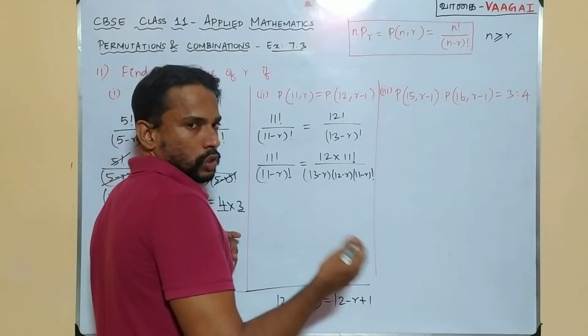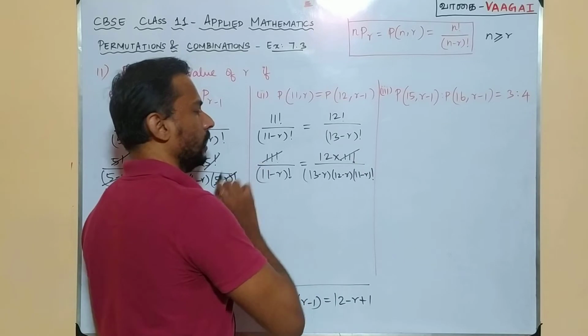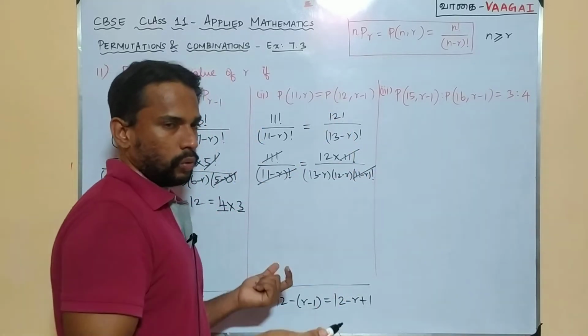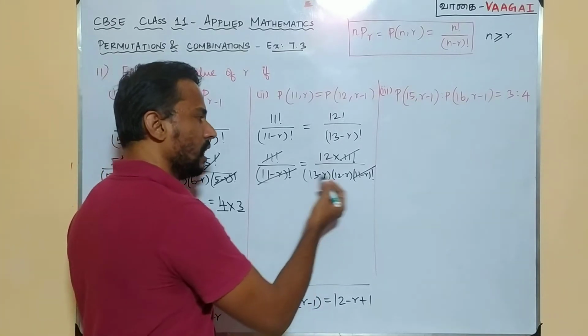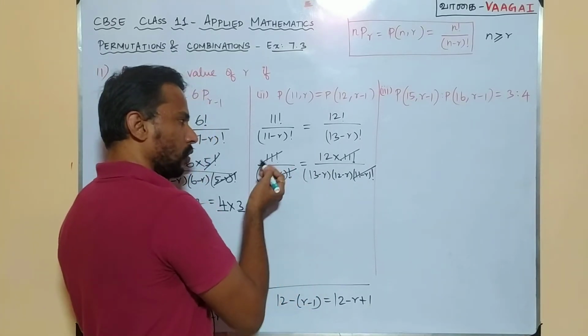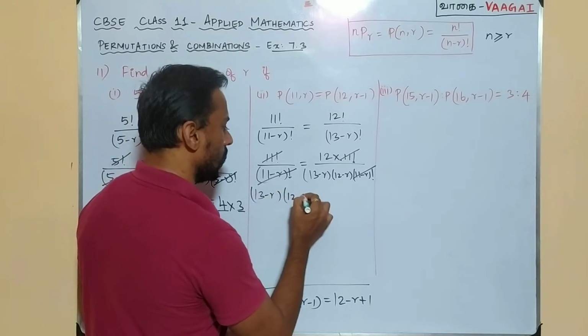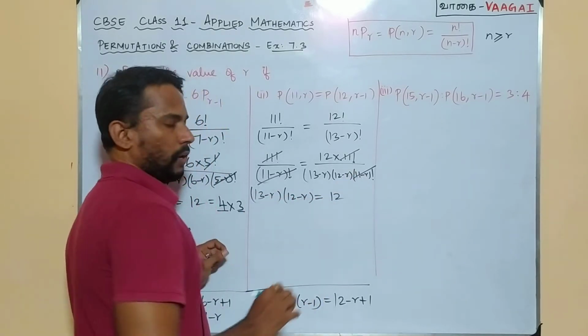Now I'm doing this so that I can cancel 11 factorial and 11 factorial, and in the denominator 11 minus r factorial and 11 minus r factorial. So we will be simply left with these two terms. These two terms will go to the left hand side. It comes as 13 minus r into 12 minus r is equal to 12, simply 12.